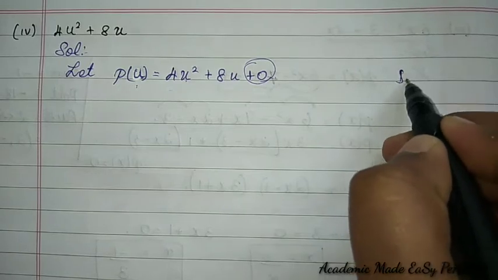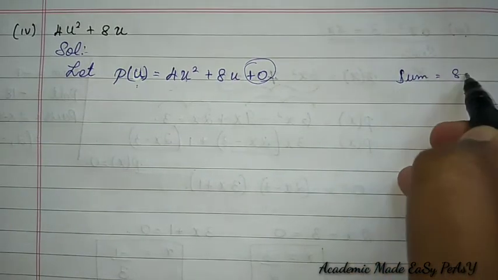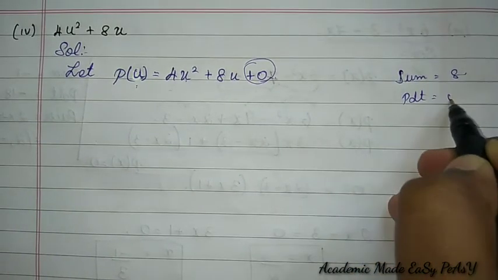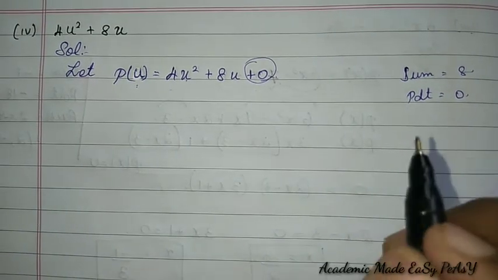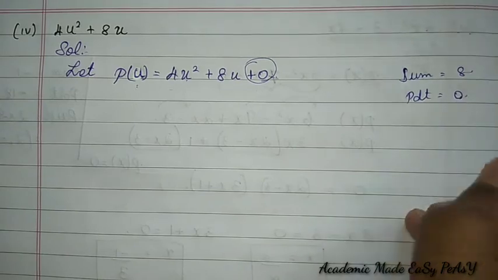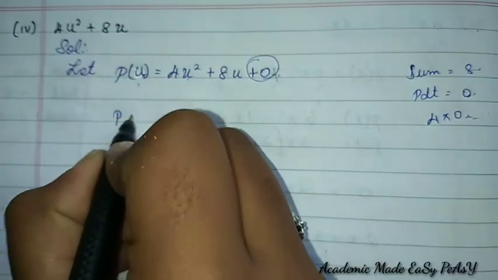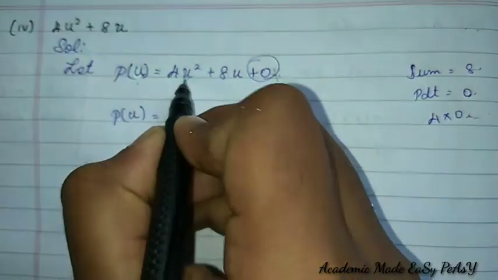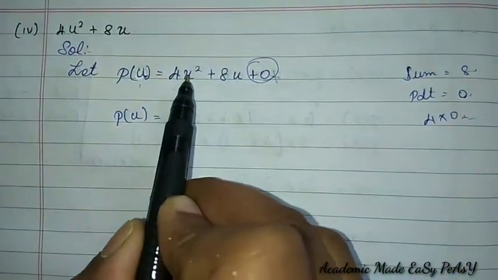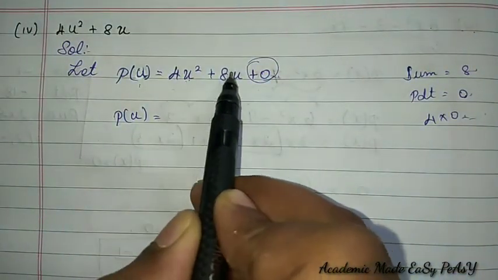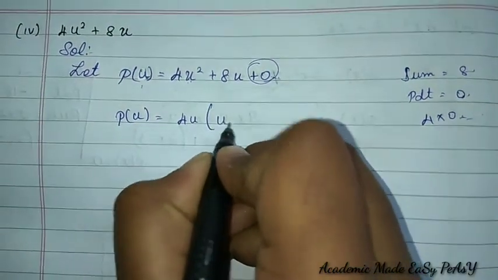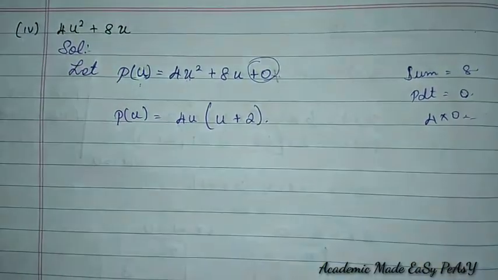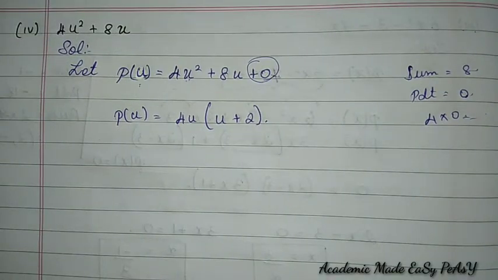If I take sum and product, my sum will be 8. My product will be 0. So I can't do anything. So I will just take the common things out. Even you can do it in this way. P of u is equal to, I will take the common terms out. What is common here? 4 into u, that is common, no? So 4u into u plus 2. So this is what is required.